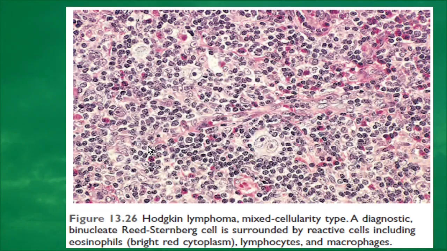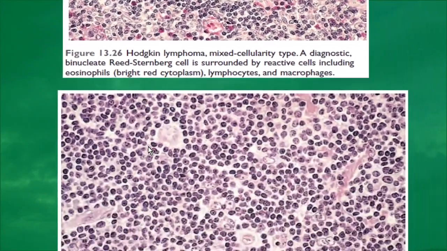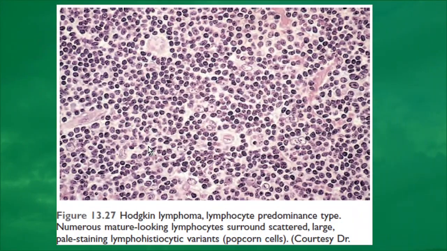So in mixed cellularity type, you see diagnostic RS cells. Coming to lymphocyte predominant type, here you can see lymphohistiocytic variants or popcorn cells, these ones. Again, the background mainly consists of lymphocytes and occasional macrophages.